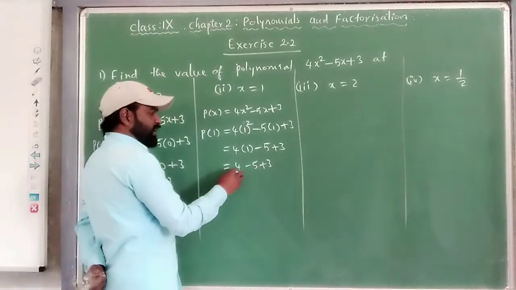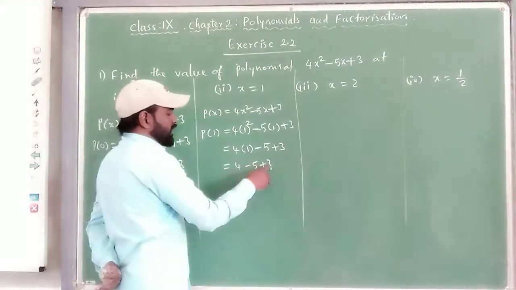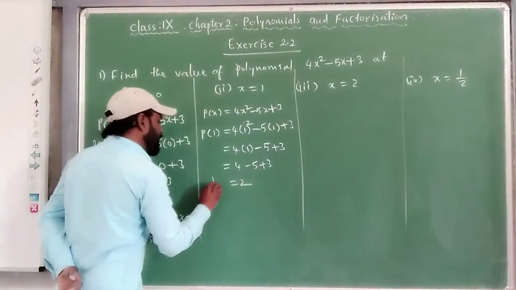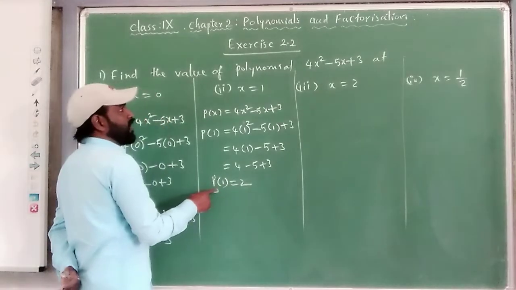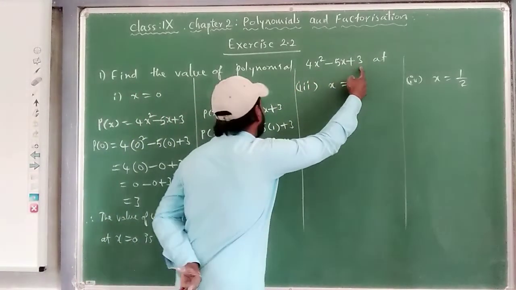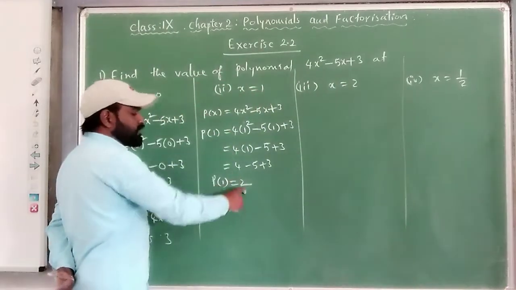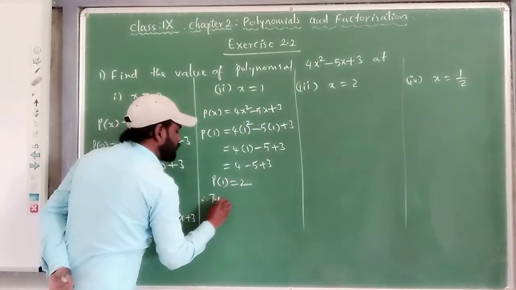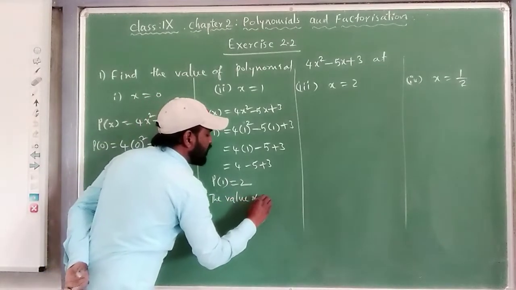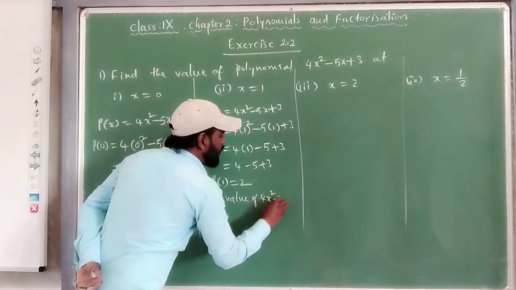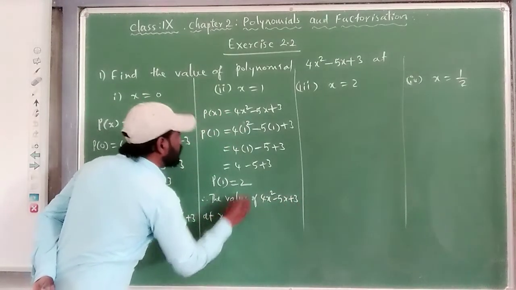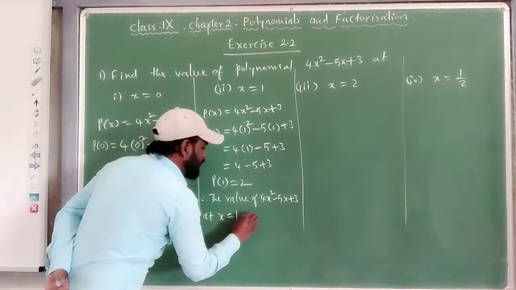Now simplify this. 4 plus 3 is 7, 7 minus 5 is 2. So p of 1 is equal to 2. That means the value of this polynomial 4x square minus 5x plus 3 at x is equal to 1 is 2. So therefore the value of 4x square minus 5x plus 3 at x is equal to 1 is how much?